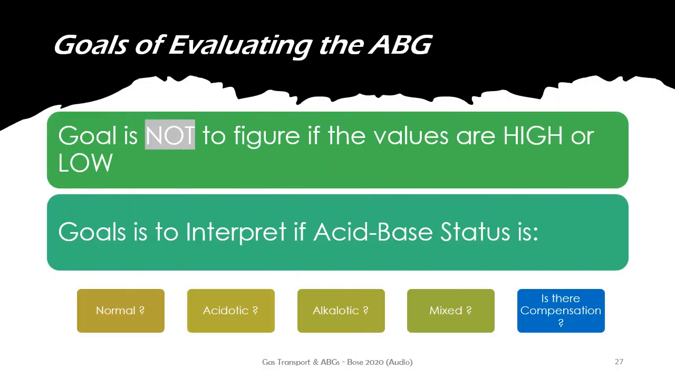In evaluating the ABG report, one of the first mistakes to not make is to look at numbers in terms of high or low. Instead of that, we look for whether the report indicates normal or acidotic or alkalotic or mixed acid-base disorder. Once we figure that out, we look for whether the patient's body is attempting to or even achieving the homeostatic ability to bring the patient back towards normal pH. This homeostasis is called compensation.